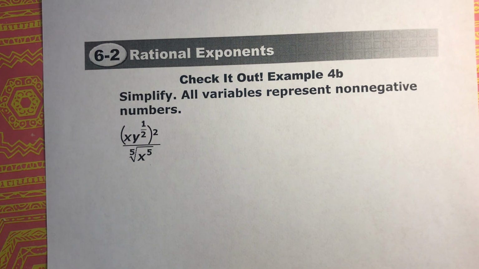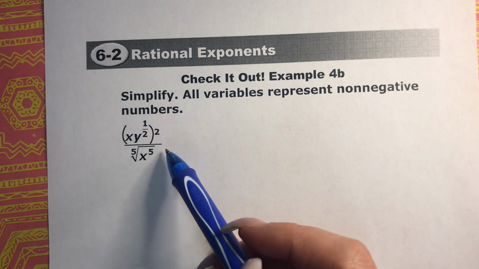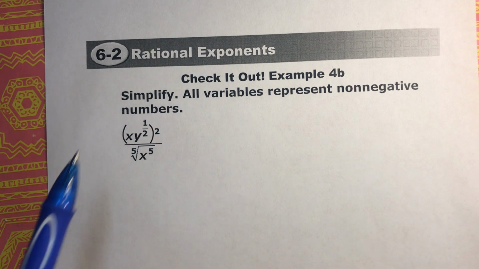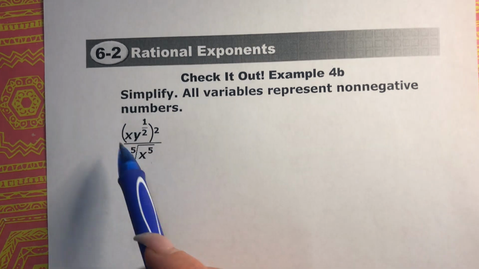Okay, let's see how you did on this problem. So this is like a two-stepper, right? It's a whole big problem. We have the stuff on the top, we have the stuff on the bottom, and then we'll see what happens at the end and see if we need to combine it. But let's go ahead and do the top first.